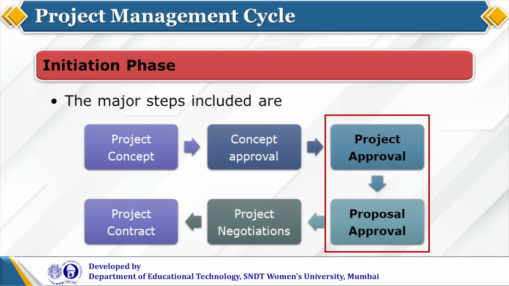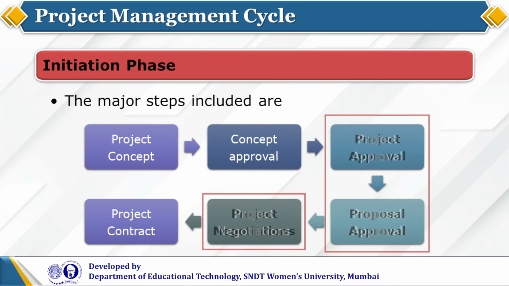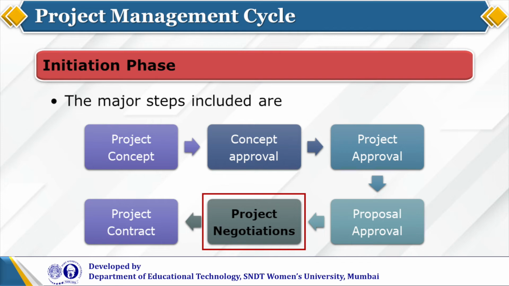Once we have a proposal approval, that approval doesn't happen easily because you propose something. So we will also try to find out, can we reduce the cost? Can we reduce the time? Can we reduce the responsibility? How can we really work on this so that the total project cost is significantly low? That we call a project negotiation.